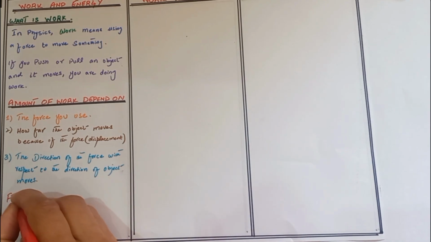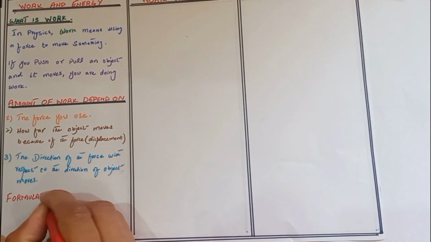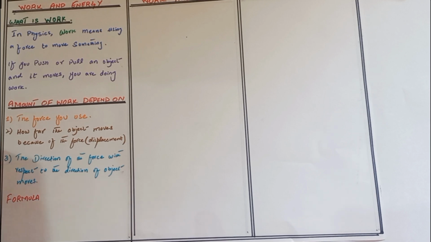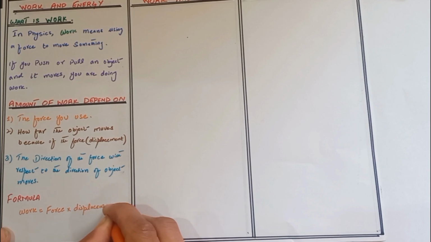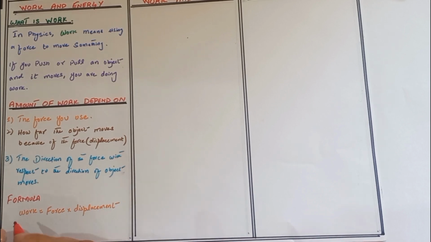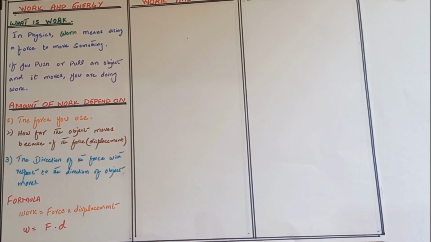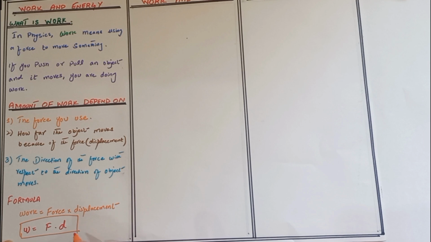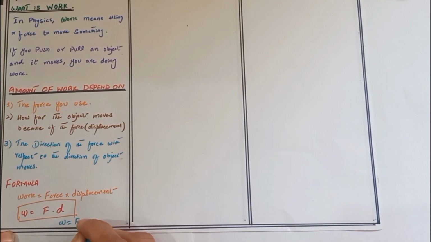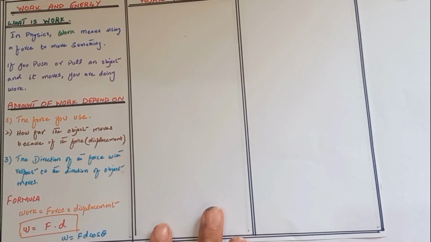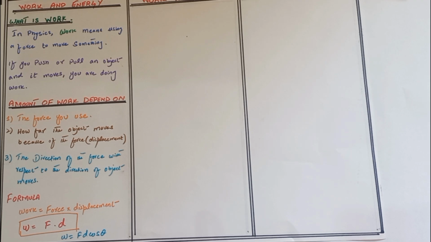The formula is: work is equal to force into displacement. So we can write the formula as W is equal to F dot d. The work is a scalar quantity, so we use the dot product. If we remove the dot product, W is equal to F d cos theta. That is about the work.